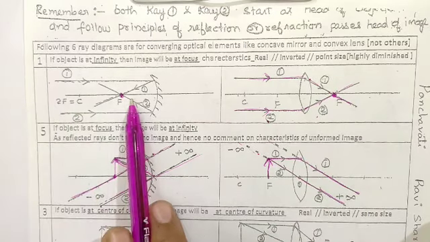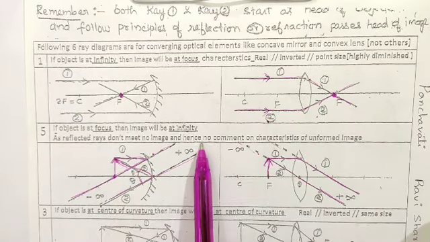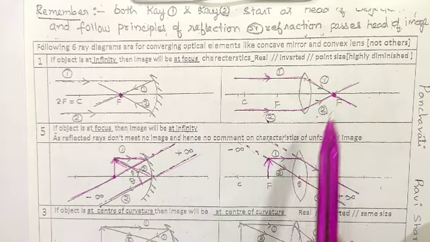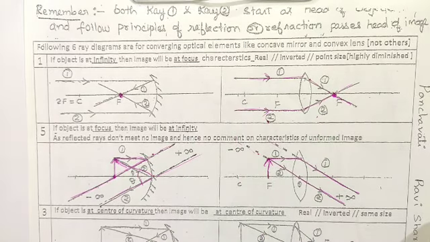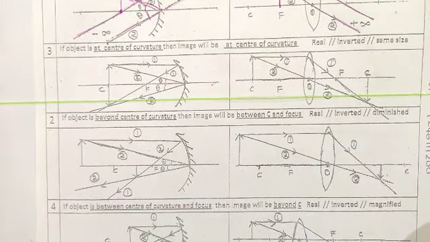Object at infinity, image at focus. Object at focus, image at infinity. These are the two important ray diagrams. Now we are going for the next two.